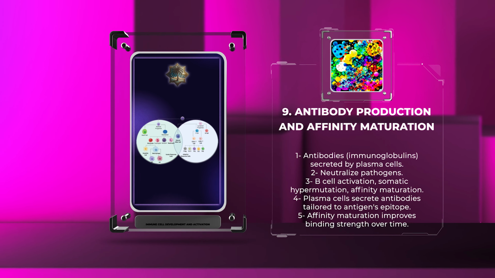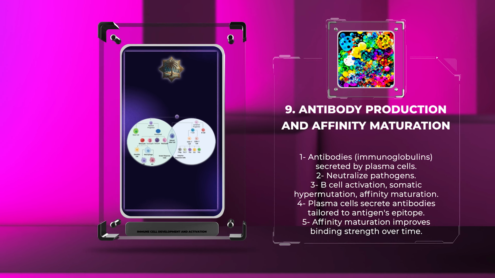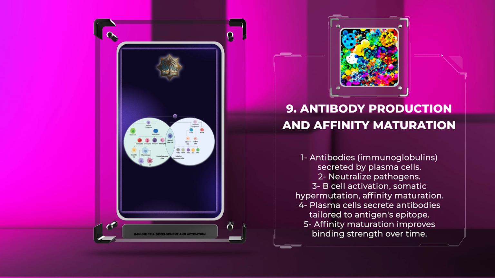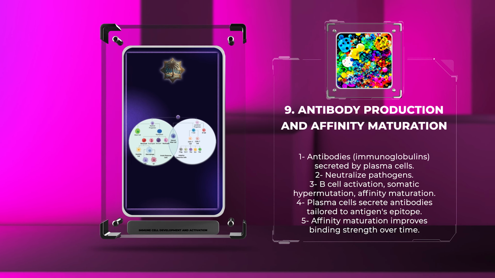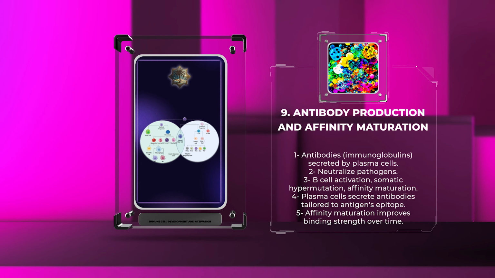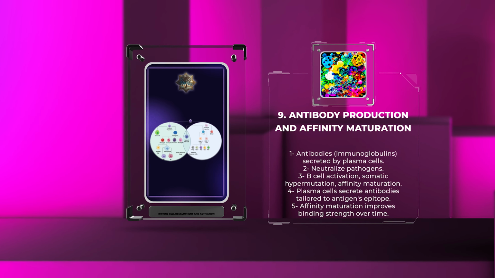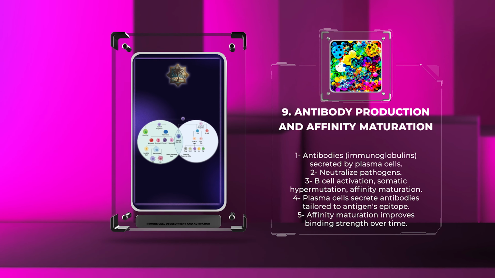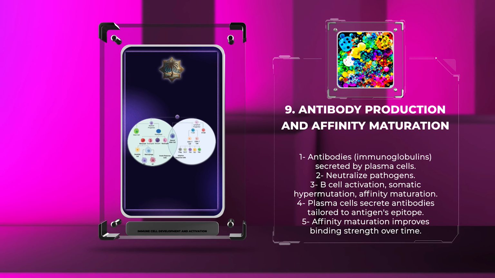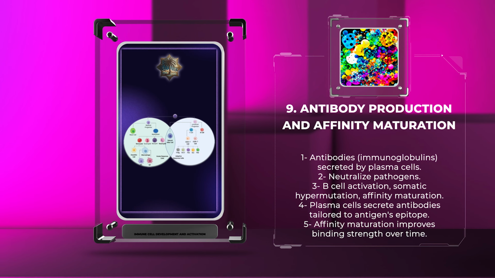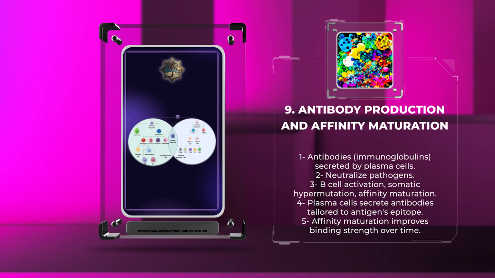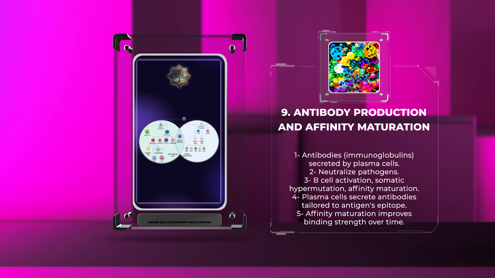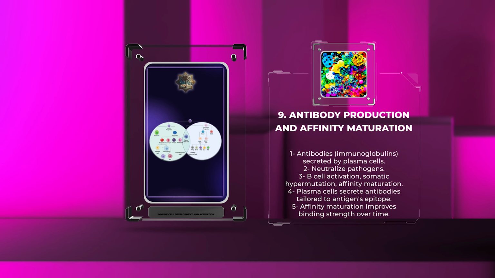Antibody production is a complex process involving B cell activation, somatic hypermutation, and affinity maturation. Upon encountering an antigen, B cells differentiate into plasma cells, which secrete large quantities of antibodies specifically tailored to the antigen's epitope. Affinity maturation, facilitated by somatic hypermutation and clonal selection, improves the binding strength of antibodies to antigens over time, resulting in a more effective immune response.